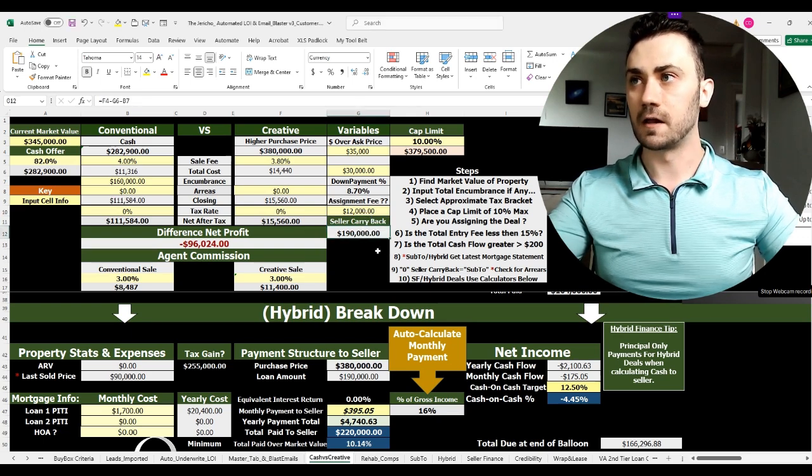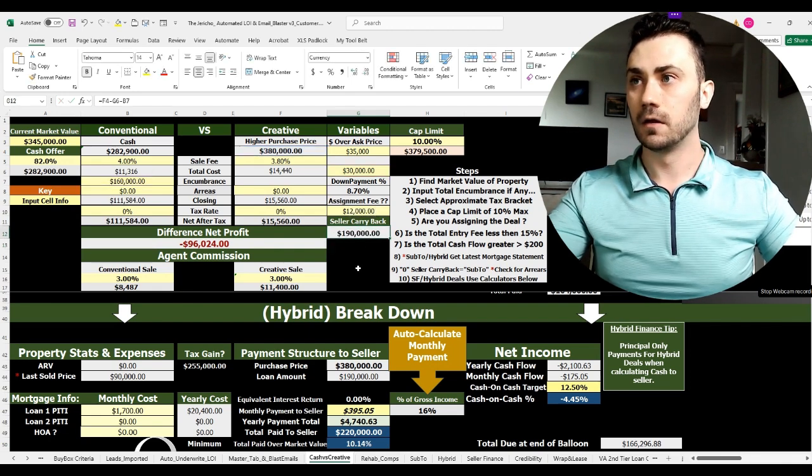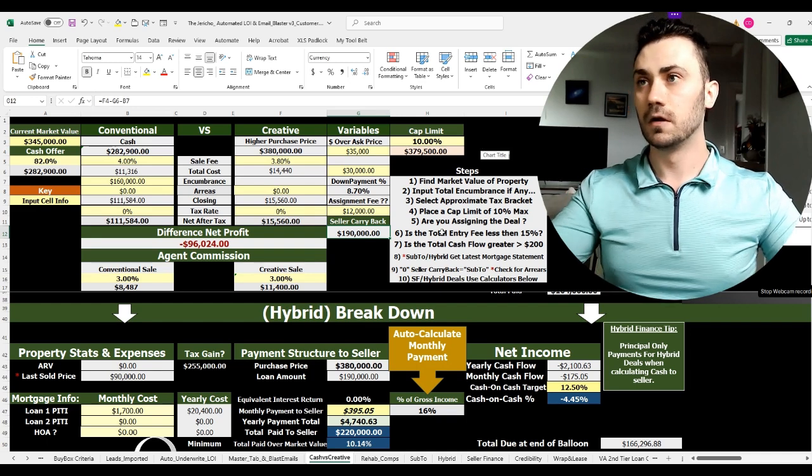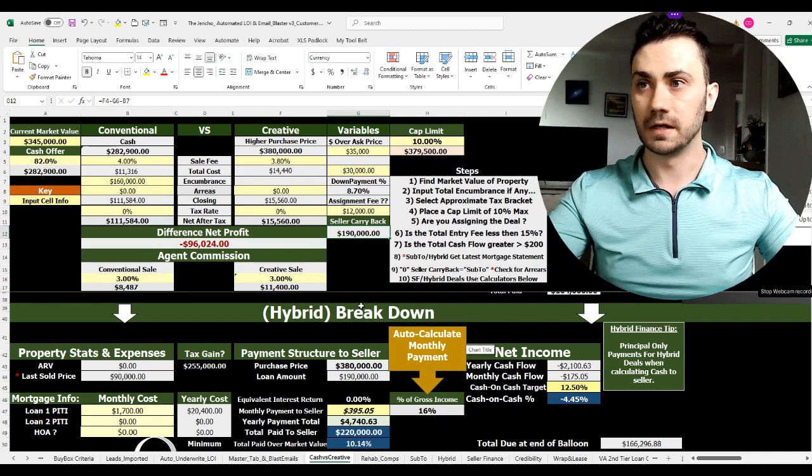And we can see here that our seller carryback now is going to be $190,000. And if you double click on the seller, you can see where that numerical value is coming from. So this top portion here is done. There's nothing more that we need to do for the creative finance or the cash. We can now move down to the hybrid section of this calculator.